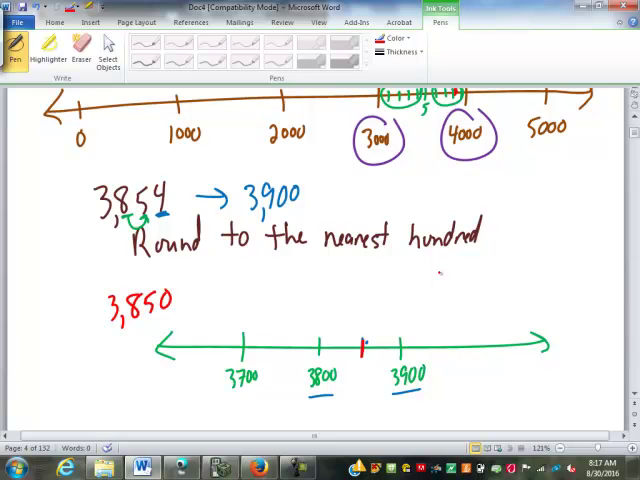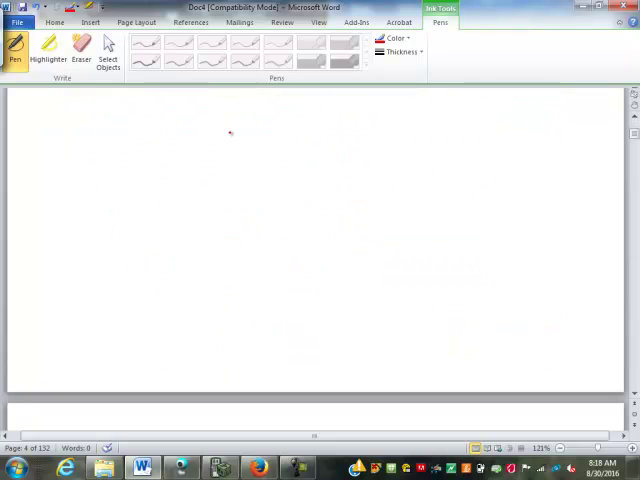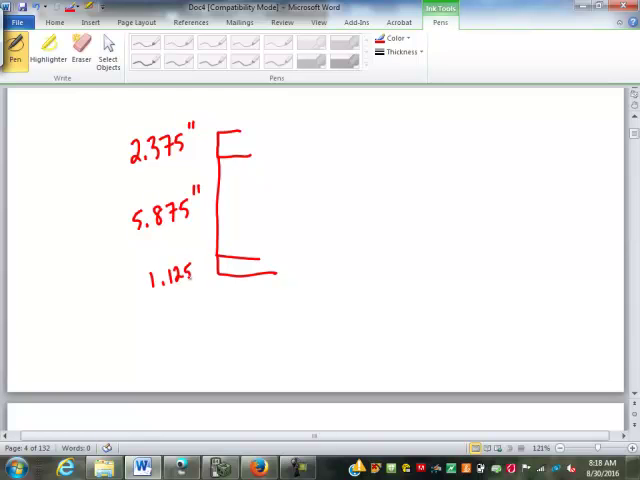Now for you guys in machining and CNC, in precision machining, mechanical design, and even in some of the precision welding, there are some cases where you don't want to round all the 5's up. Let's say you have dimensions like this. Let's say that this is 2.375 inches. This is 5.875 inches. This is 1.125 inches. And you need to round that. Now I realize we haven't done decimals yet, but let's say you need to round it to 2 decimal places. All of these would round up, wouldn't they?